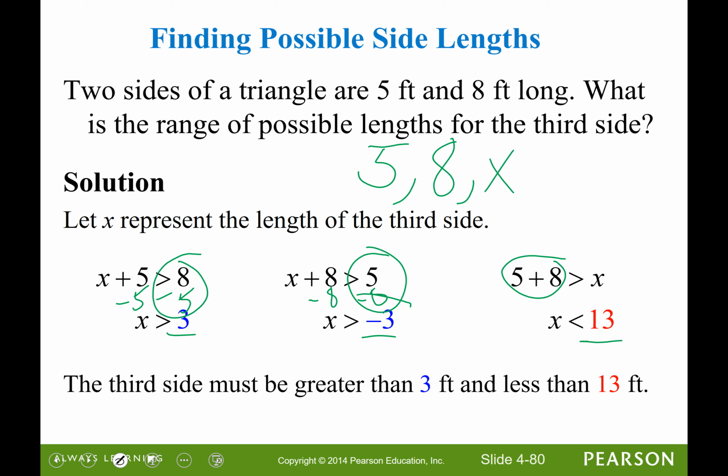X cannot be a negative value because it's a side length. So we're just using these two here, which basically means you just take the 5 and the 8, do their difference and do their sum, okay? And you're good.